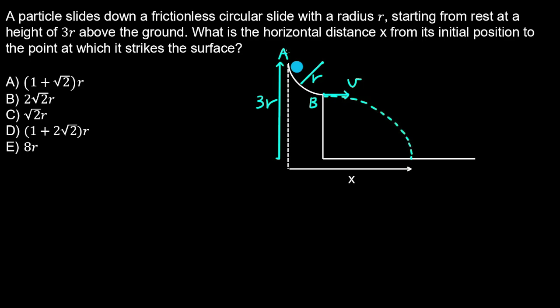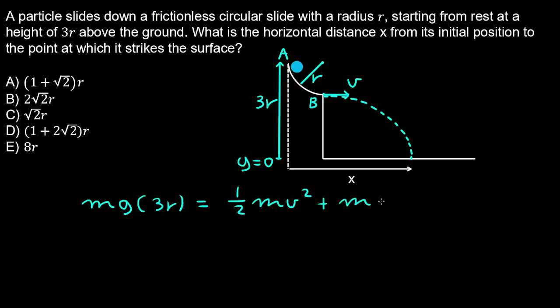So at point A, the particle's at rest, so the kinetic energy is 0, and the potential energy is mg by the height 3r above our reference point of 0. And that's equal to the kinetic energy at B, being 1/2 mv squared, plus the potential energy at B, which is mg by 3r minus r, or 2r. So if we solve this equation, we get the speed of the particle is root 2gr.